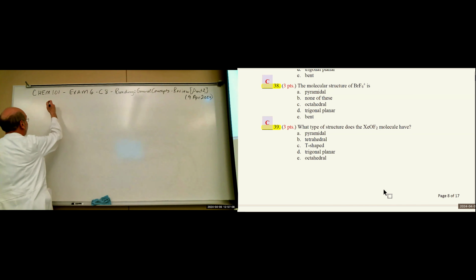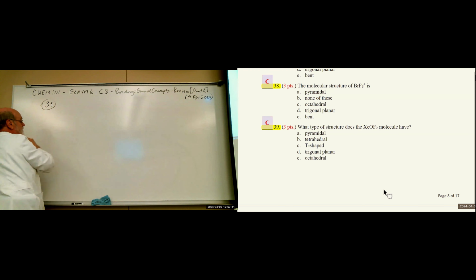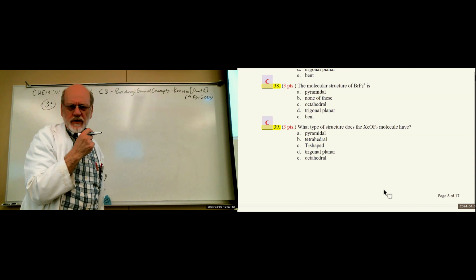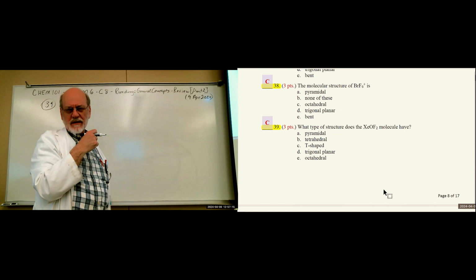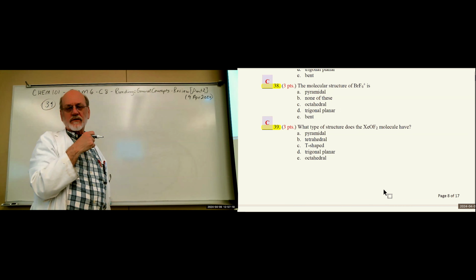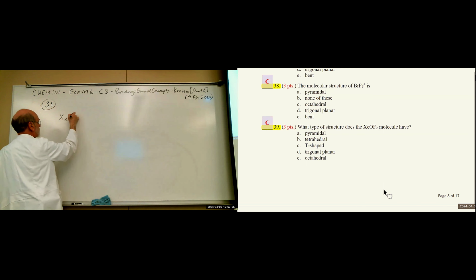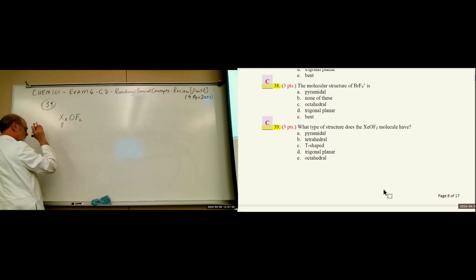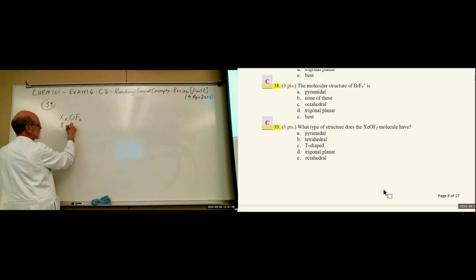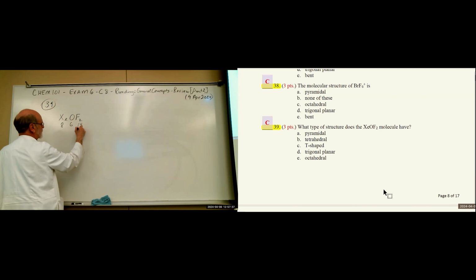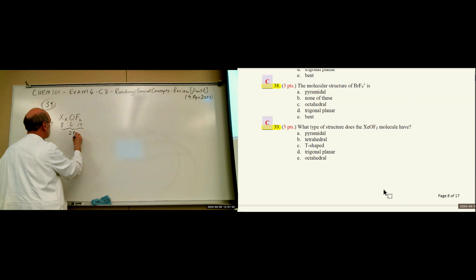39. Okay, what type of structure does xenon oxidifluoride molecule have? Okay. All right, xenon has 8 because it's a noble gas. And 6 for oxygen, and 2 times 7 is 14. And so that's 28. 28 electrons.